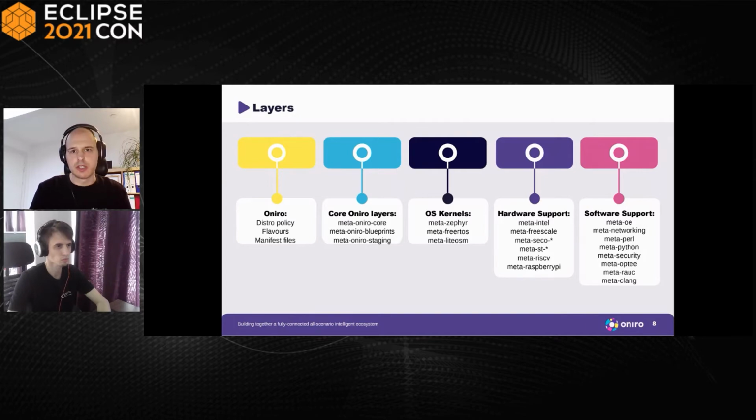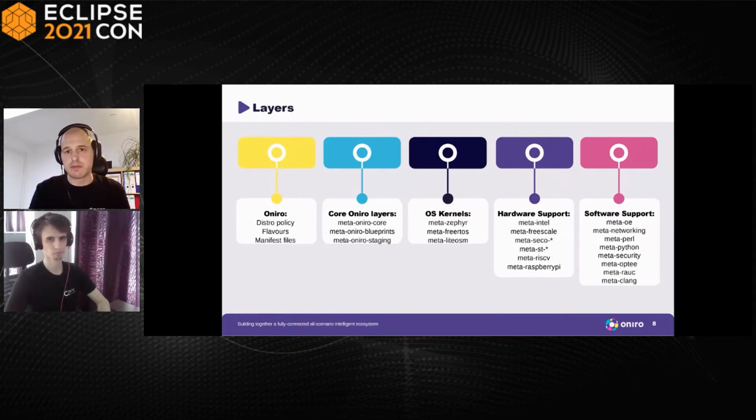So switching more to the left side here, you can see where the core parts of the Oniro distribution are. So really the parts where we define what kind of policy we have, for example, the build flavors are sitting there and the manifest files and stuff like that. So that's not a real layer per se. It's more like holding all the things together that we need to build a distribution. But we also have our own layers for Oniro core, having core services, making sure that all the configuration files are adapted to our needs and so on.